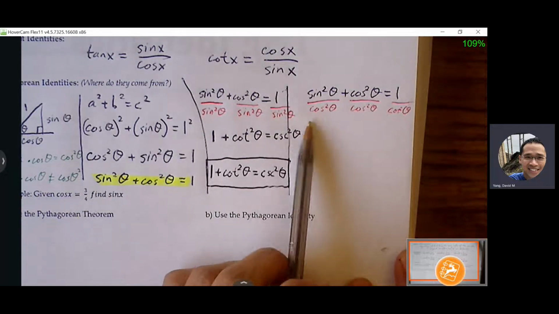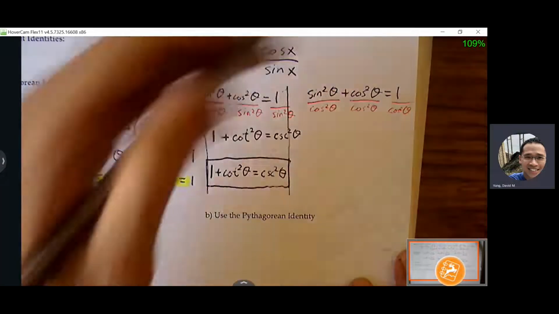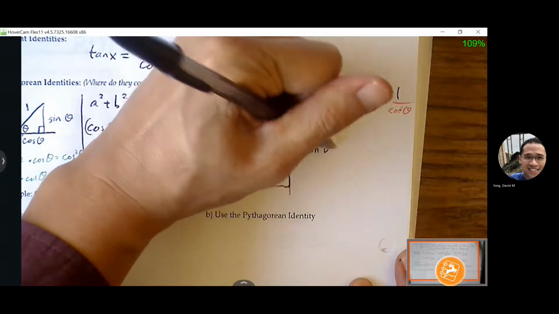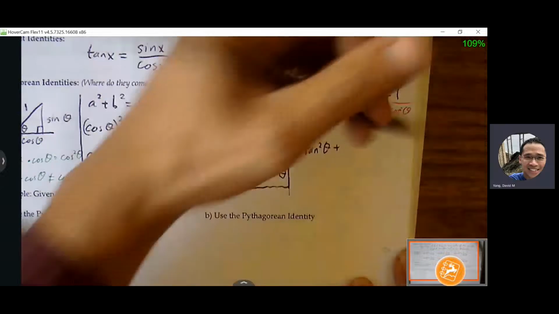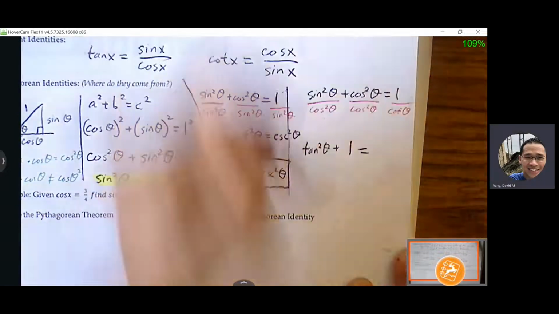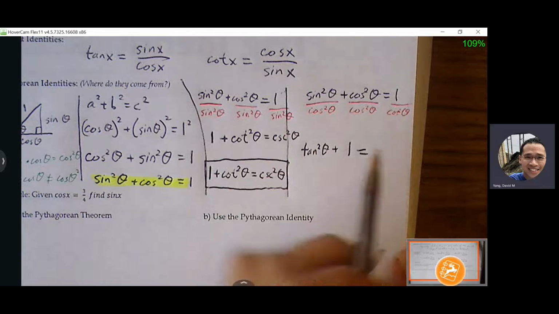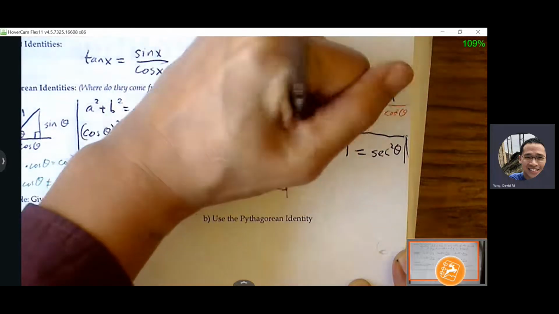What's sine squared over cosine squared? Tangent, yep. Cosine squared over cosine squared? 1. 1 over cosine squared. Secant squared. This is the third trig identity that will be very useful.